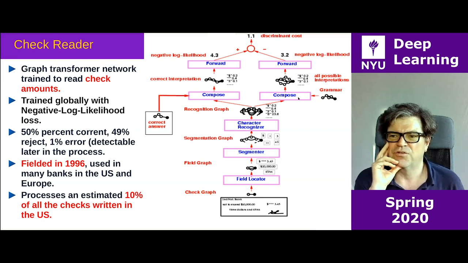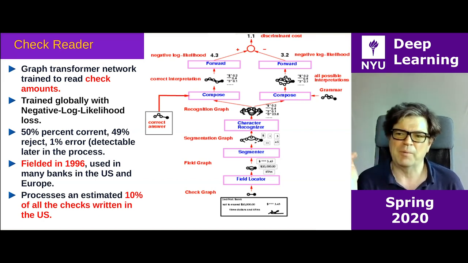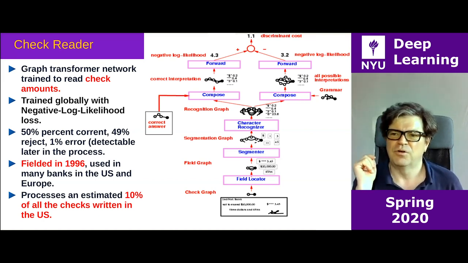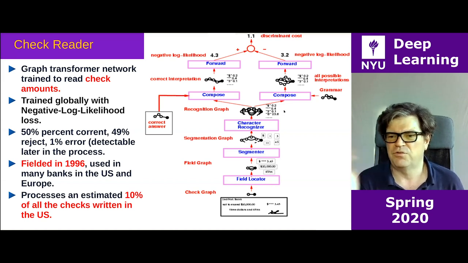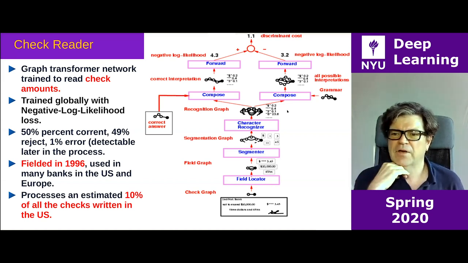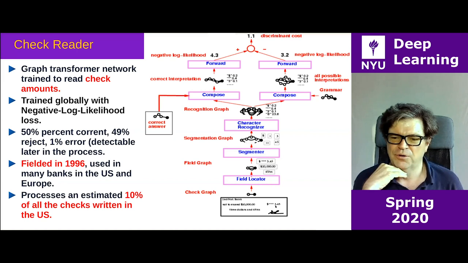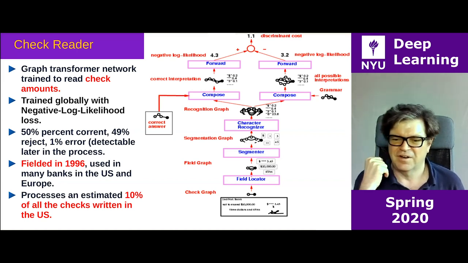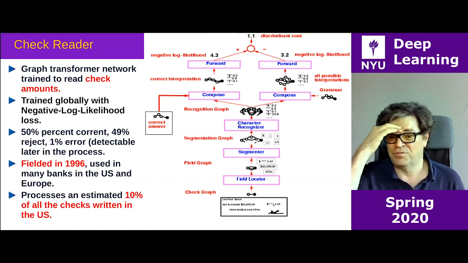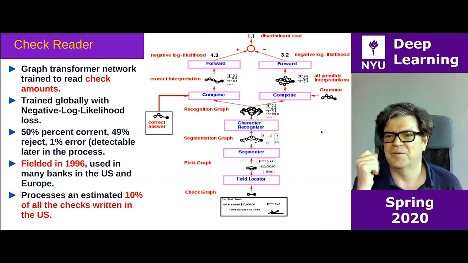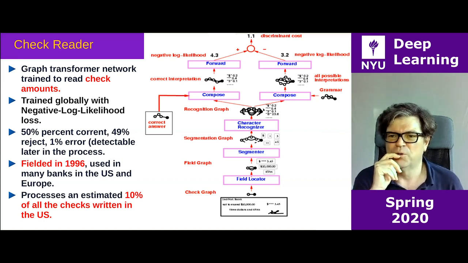Okay, same on the other side. So here you combine with the grammar. The grammar restricts the sequences to those that are syntactically correct. So if it's an amount on the check, for example, it's got a decimal dot, it might have a dollar sign in front, it might have stars. There's a grammar for it, which you can build by hand. It's a finite state grammar. You compose those two graphs and you get the set of paths in this graph that actually contain a grammatically correct interpretation. And now you don't do Viterbi, you do forward.